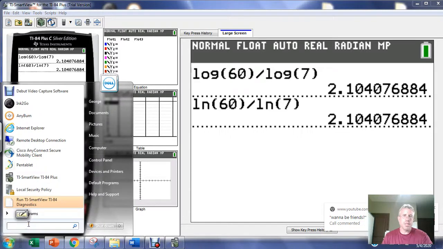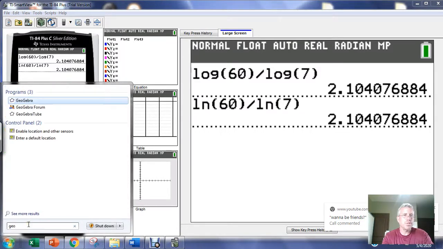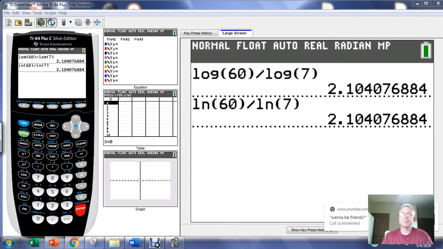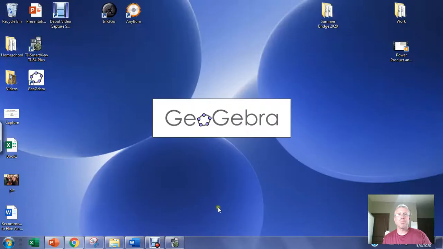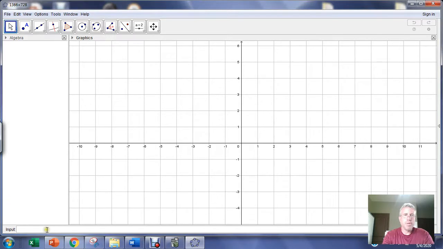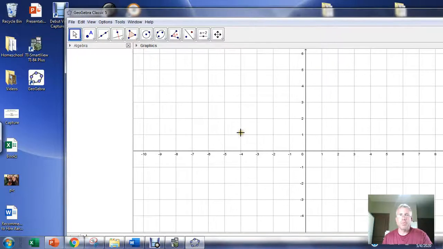If I'm using something like GeoGebra, which is a computer algebra system, let's see if it fires up fast. I should have already had it loaded, but I didn't decide until I was into the video that I wanted to pull this up in GeoGebra. Hence our waiting for the program to load at this point. So in GeoGebra, you can graph in another base. Let me see if I can get this up where the input bar is more visible.